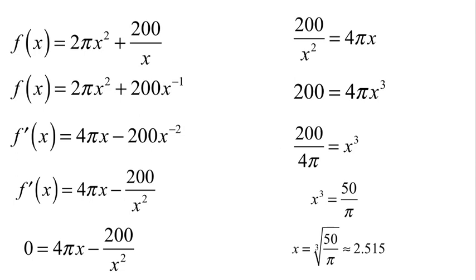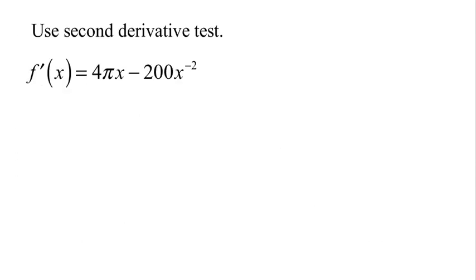Now, I want to minimize the surface area. I've got to make sure that it really is a minimum. I'm going to proceed by the second derivative test to do that. So here was my first derivative, 4 pi x minus 200x to the negative 2. What is my second derivative? 4 pi, negative 200 times negative 2 plus 400x to the negative 3, which is 4 pi plus 400 over x cubed.